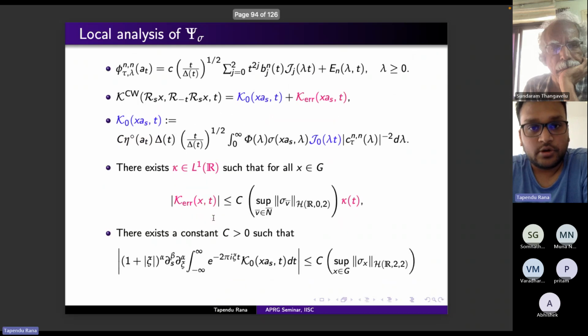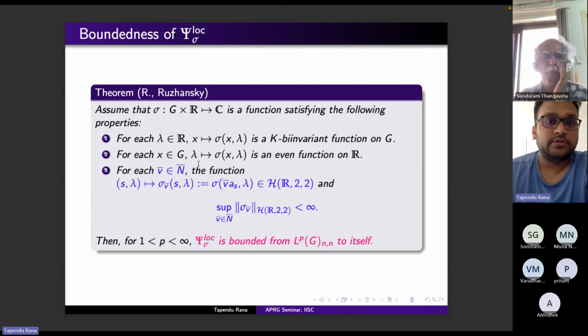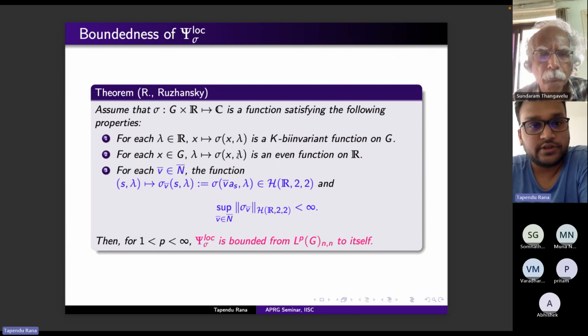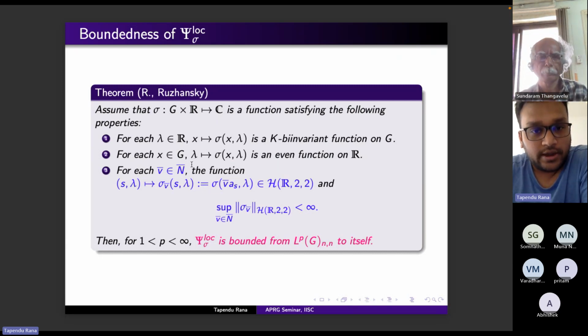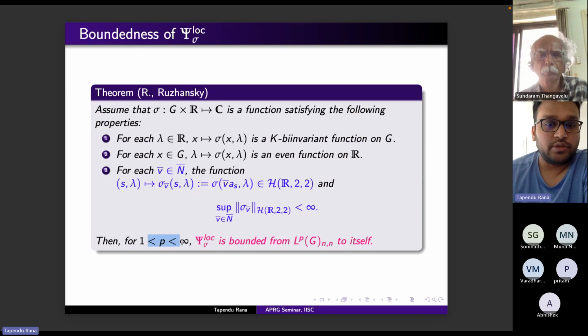Okay. In fact, for the local part of Sirun's operator, we can state the following theorem. Assume sigma from G cross R to C is a function satisfying the following properties. And for each V bar belongs to N bar, the function lambda goes to sigma X lambda is a symbol belonging to HR, 2, and satisfies this inequality. Then for 1 less than P less than infinity, the psi sigma loop is a bounded operator from LPGNN to itself.